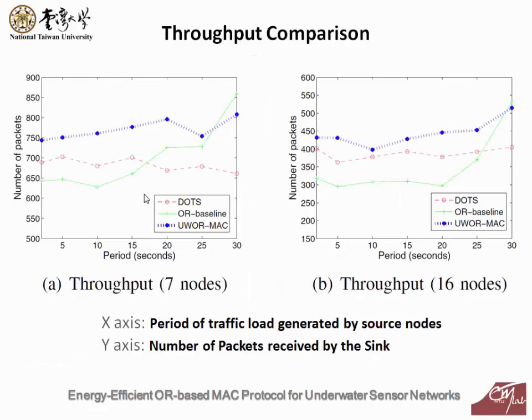Okay, first thing, we compare the throughput in two cases, with 7 nodes and with 16 nodes. Let's call this light load and heavy load. The x-axis is the period of traffic load generated by source nodes, and that's the 50 minutes.